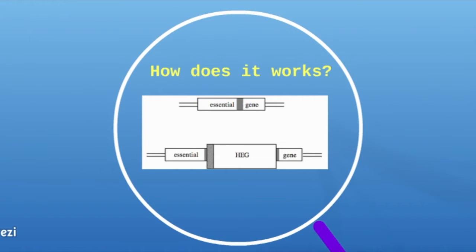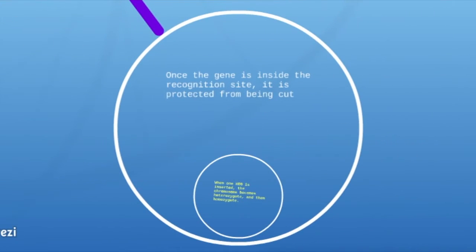They encode an enzyme that can recognize and cleave a 20-30 base pair sequence found on chromosomes not containing a copy of the HEG. They are inserted in the gene we want to knock out. The HEG itself is inserted in the middle of its own recognition sequence, and so the chromosomes carrying the HEG are protected from being cut.